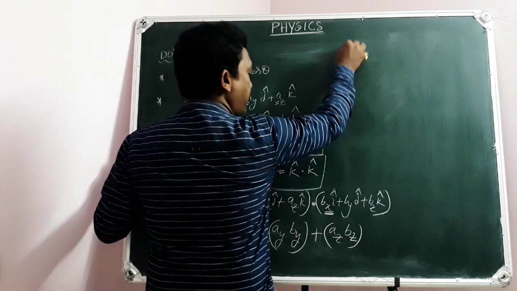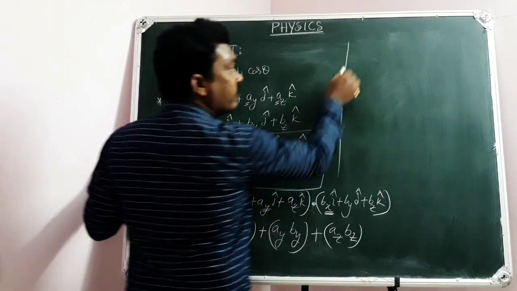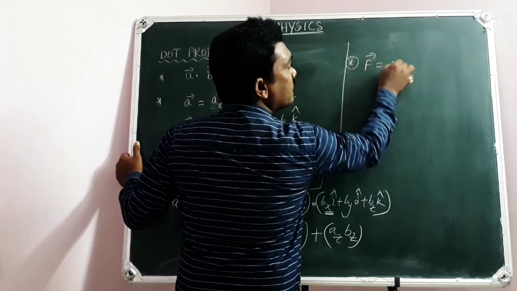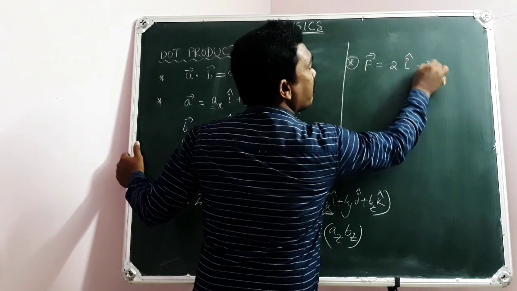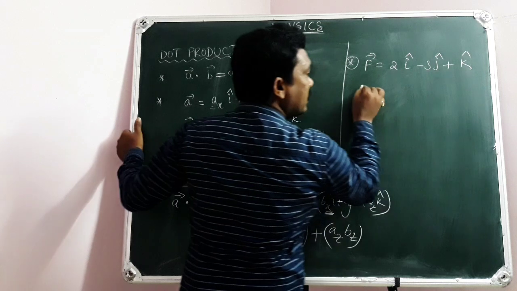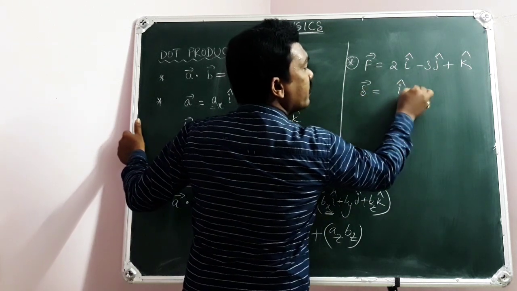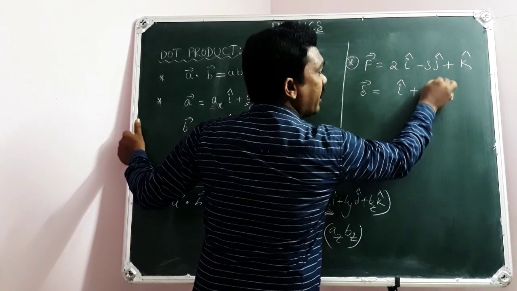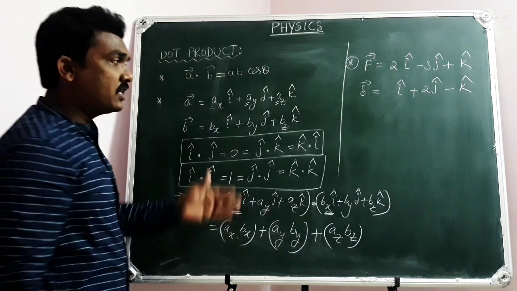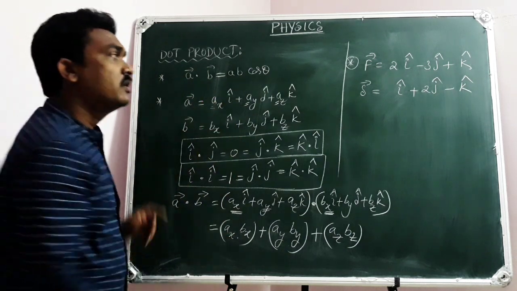Let me give a small example on this concept. Listen carefully. Let me take force vector f bar equal to 2 i cap minus 3 j cap plus k cap. Similarly, displacement vector s bar equal to i cap plus 2 j cap minus k cap. One is a force vector, another one is a displacement vector given in their component form.